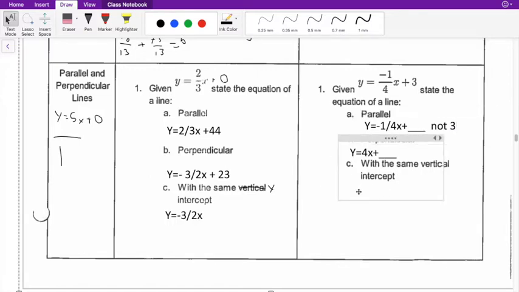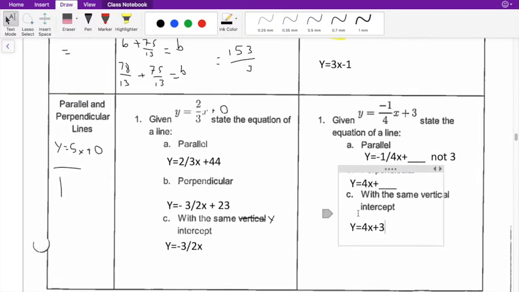So with the same y-intercept here. So let's make first of all, let's make a perpendicular line. So we're going to go back to 4x. And if we take a look at the same y-intercept, it's 3 up there, so it's 3 down here. All right, so get that written down. Away we go.